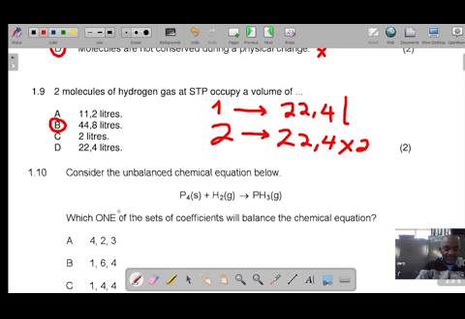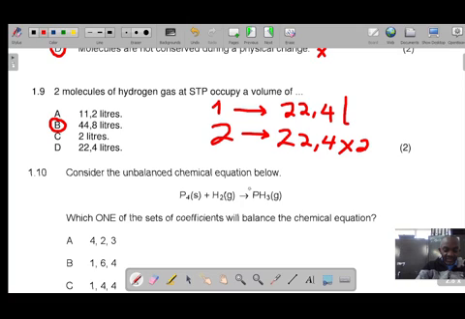Let's proceed. Let's consider the unbalanced chemical equation below: P4 solid plus H2 gas to give us PH3. Which one of these sets of coefficients will balance the chemical equation? See, now what do we do? We have got a 4 here. Let's balance it. We're going to put another 4 here.